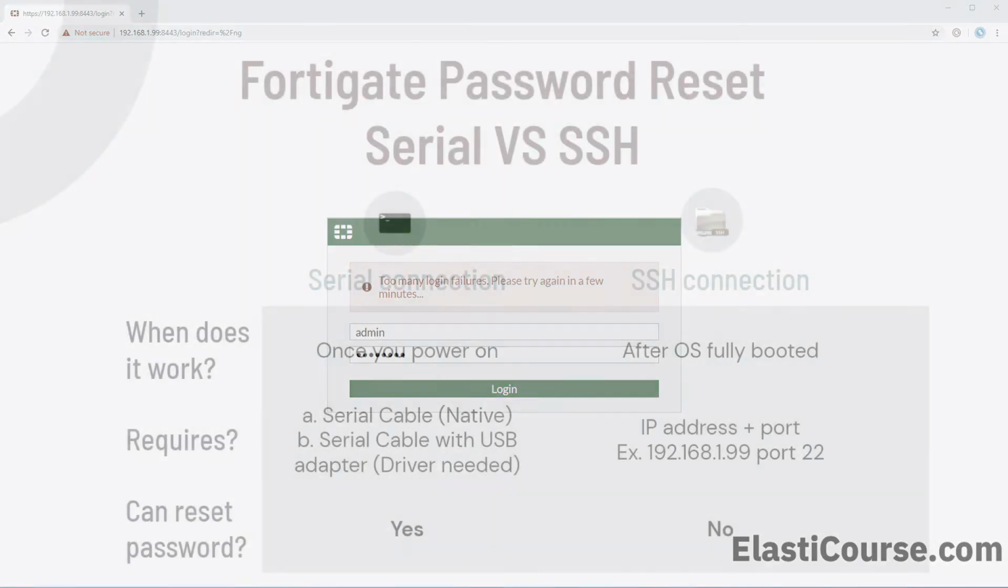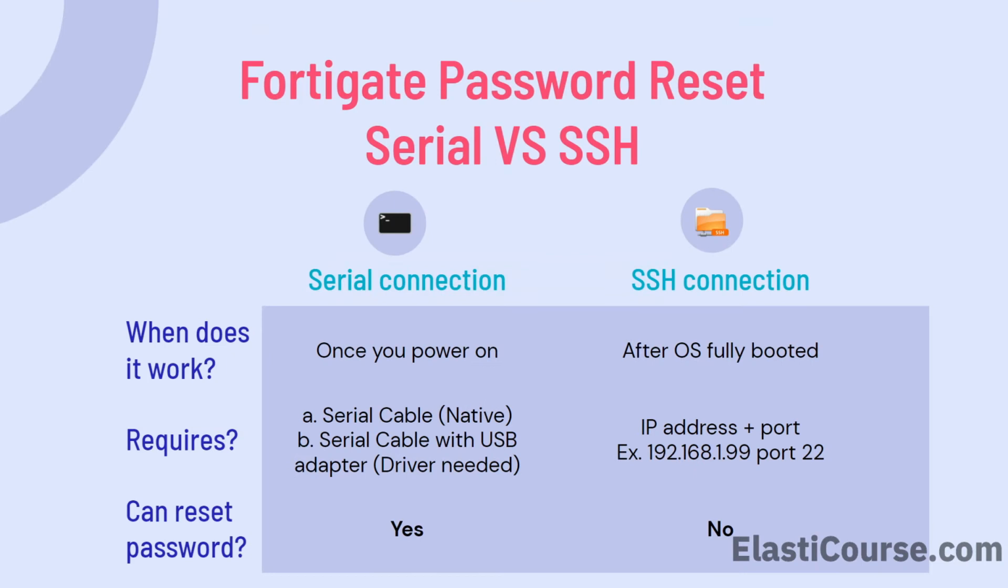Let's get started. First, let's compare two different connections, which are the serial connection and SSH connection. Both of these connection types allow you to access your firewall using the command line and interact with it interactively using PuTTY or a similar program. But there is a major difference between these two connection types. Let's start with the serial connection.